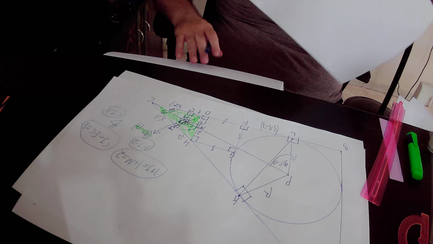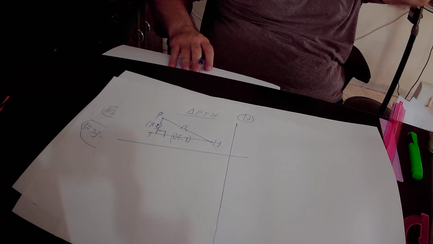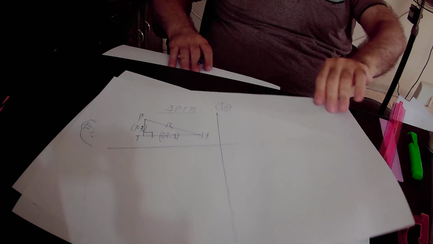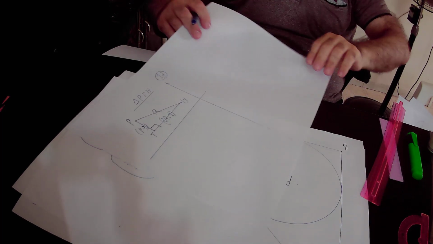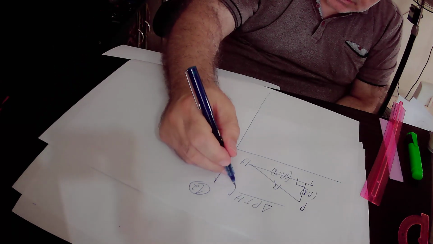So this is the right triangle PTH that I copied from the original drawing. We'll implement the Pythagoras theorem on this right triangle. So here I write it down that by PT, information for Pythagoras theorem.